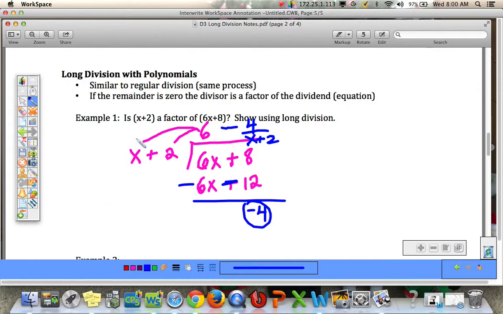Or you could look at it as how many times does x plus 2 go into 6x plus 8 evenly, and it doesn't. It would go into 6x plus 12 evenly. So x plus 2 would be a factor of 6x plus 12. It would go into that 6 times evenly.